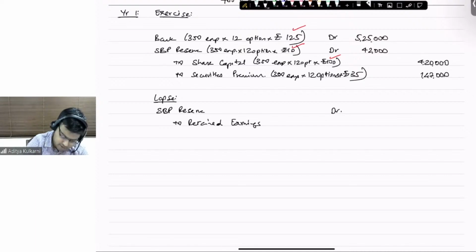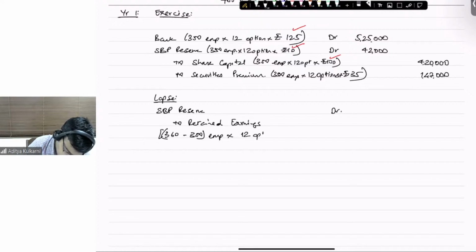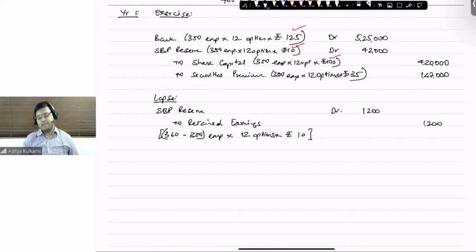How do I account this? Well, 360 minus 350 employees into 12 options into rupees 10. These employees did not exercise, meaning they went away. That gives 1,200. Yes. So that takes care of year one.